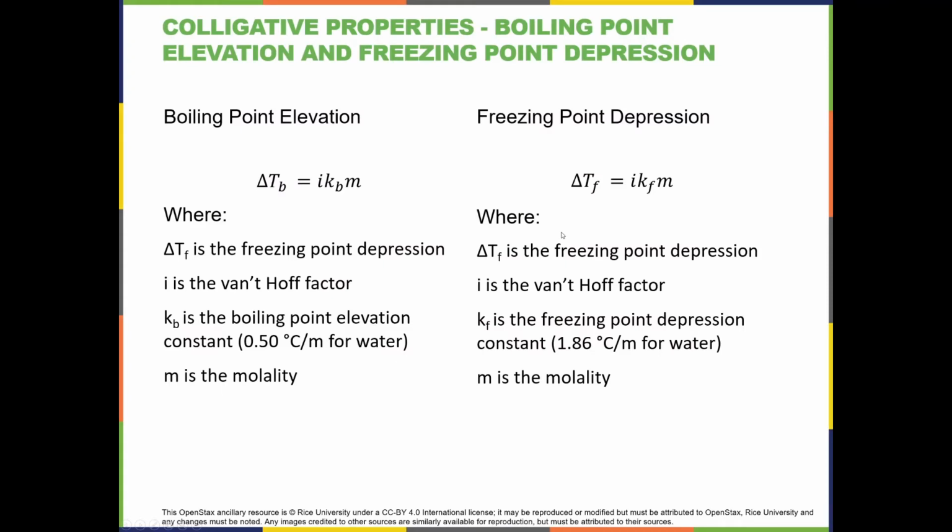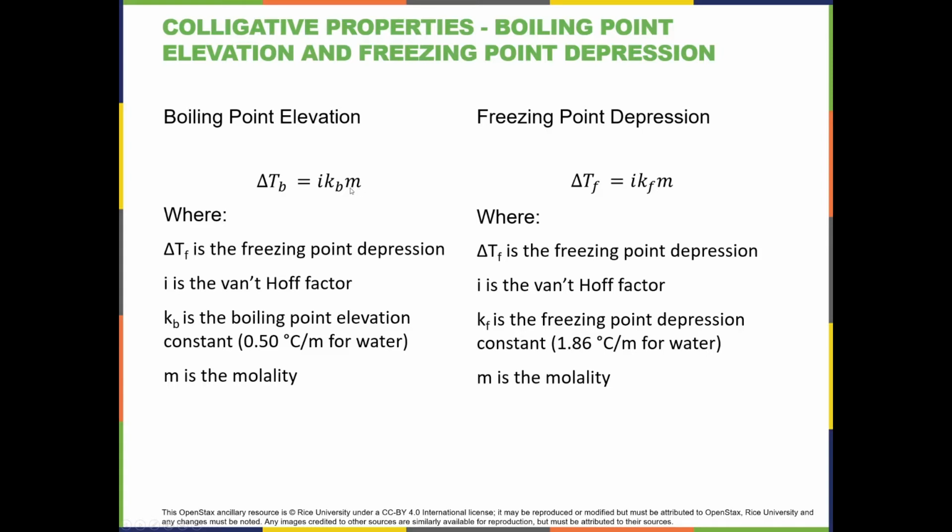So let's look at this from a mathematical perspective. We have two equations that are very, very similar. This is called the boiling point elevation. This is called the freezing point depression. When it comes to the boiling point elevation, the change in the boiling point is i, the van't Hoff factor, the number of particles in solution, times Kb, the boiling point elevation constant, which happens to be 0.5 degrees C per molal for water, times m, the molality, or the concentration.